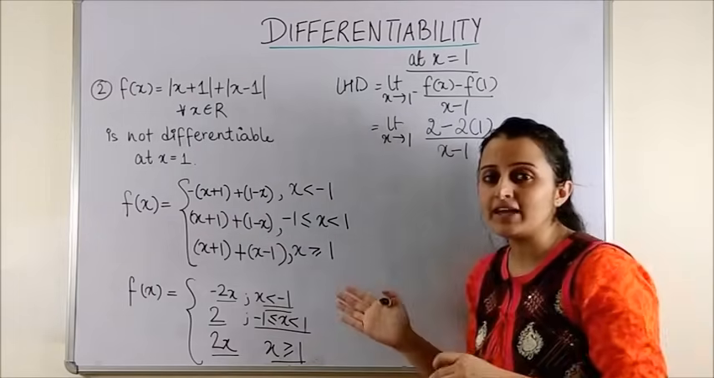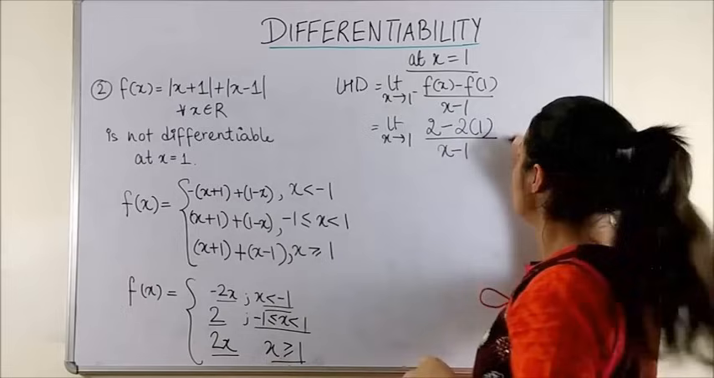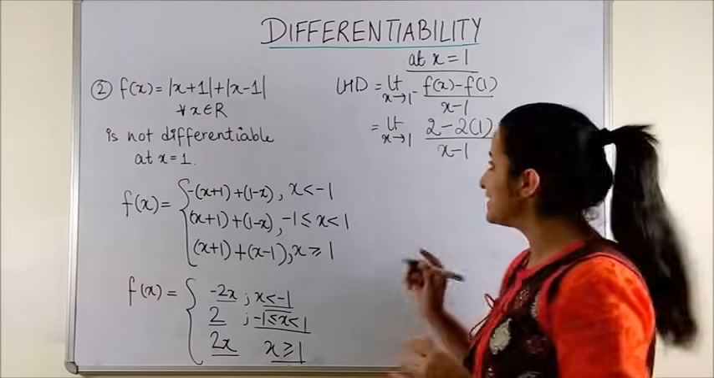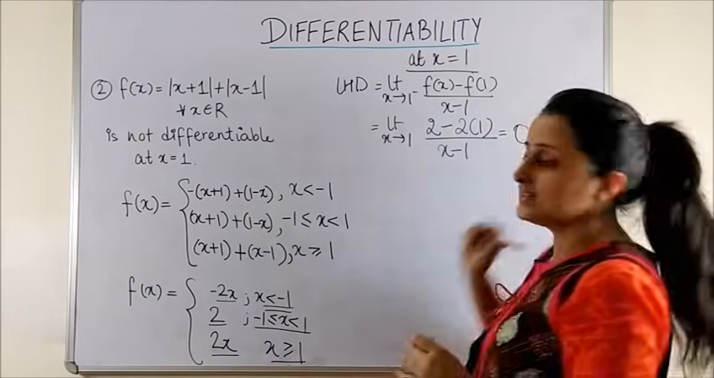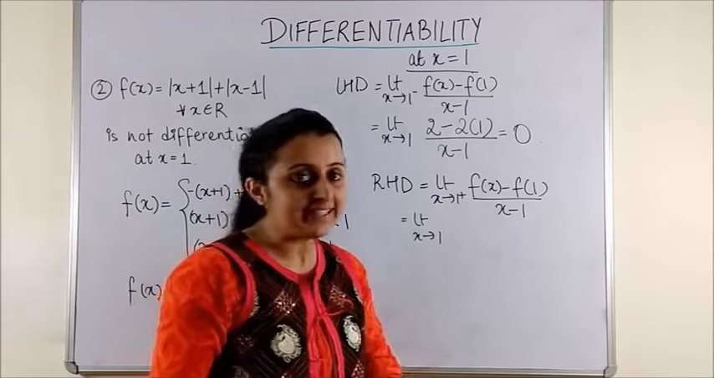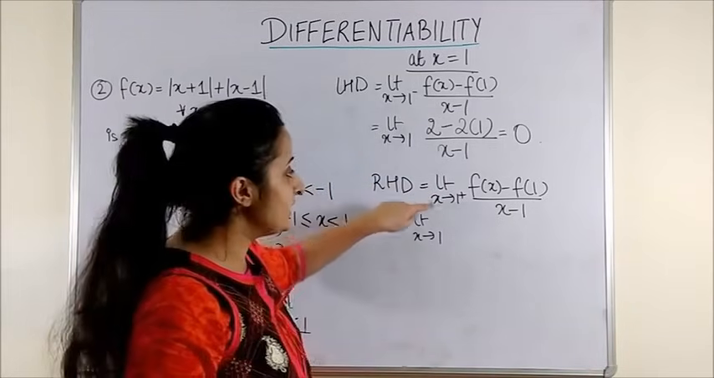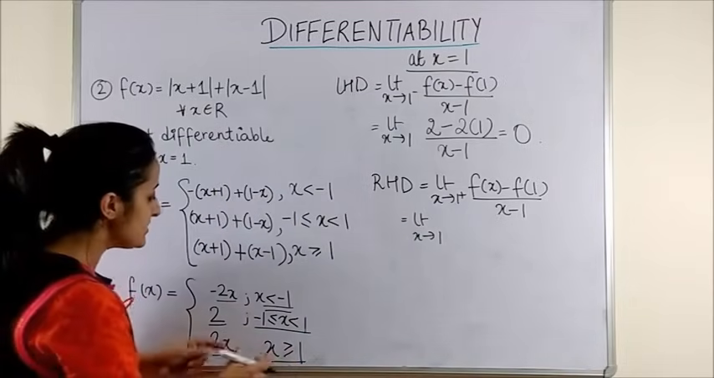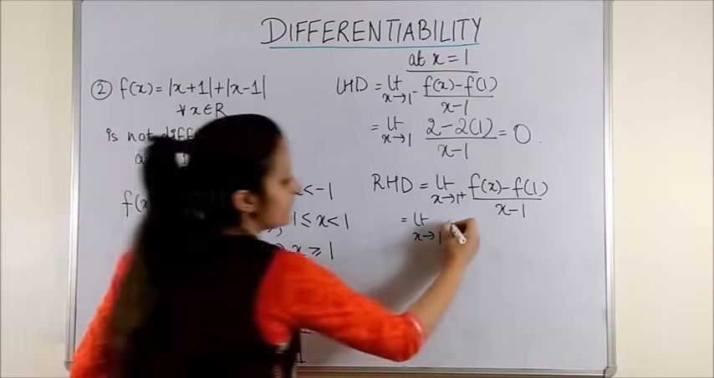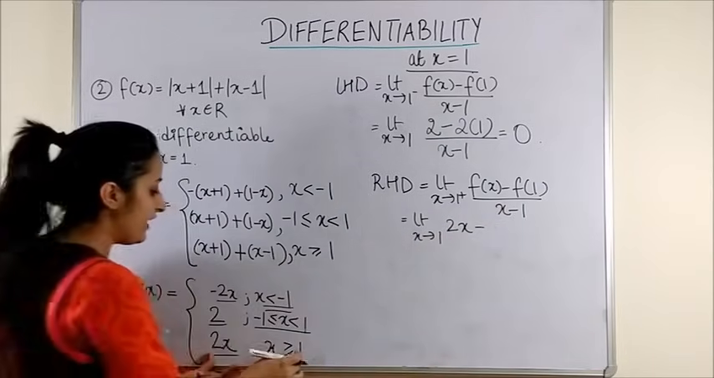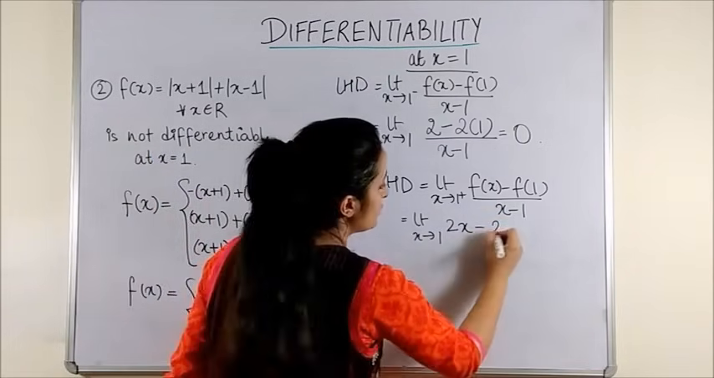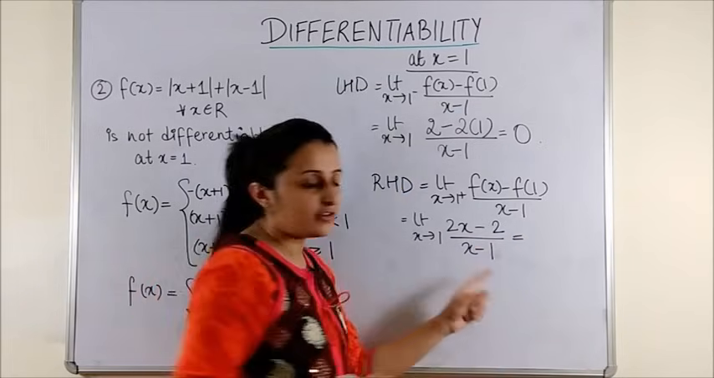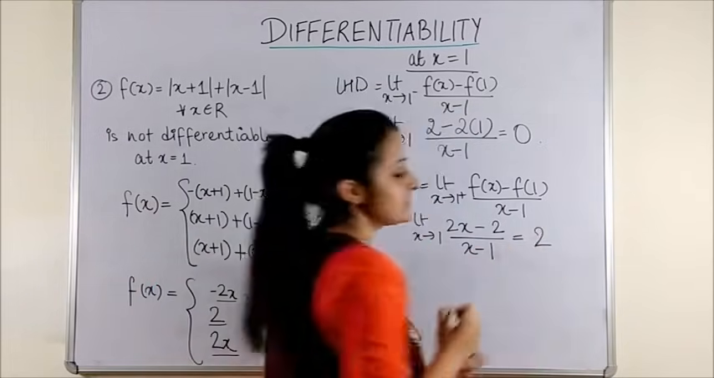So we get 2 minus 2, which is 0. So limit x tending to 1, 0 upon x minus 1 simply gives us the answer 0. Similarly, for the right hand derivative, when you take the limit x tending to 1 from the right side, now this means it has to be the function 2x here. F at 1 is once again 2. Upon x minus 1. Now taking 2 common from the numerator, the answer turns out to be 2.